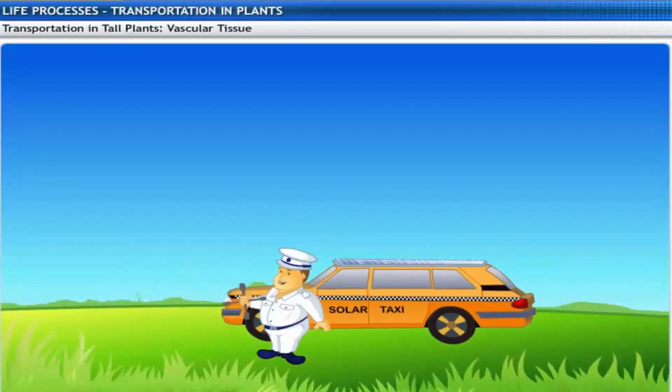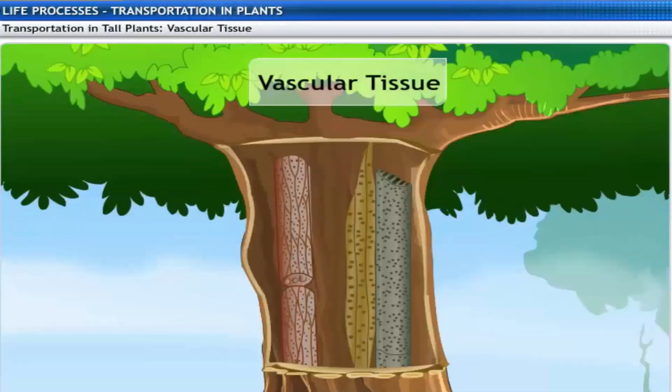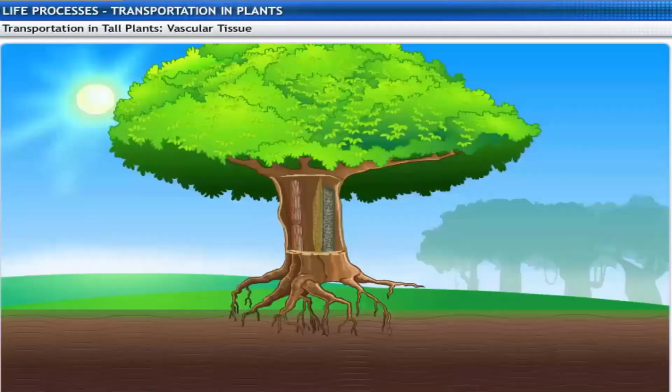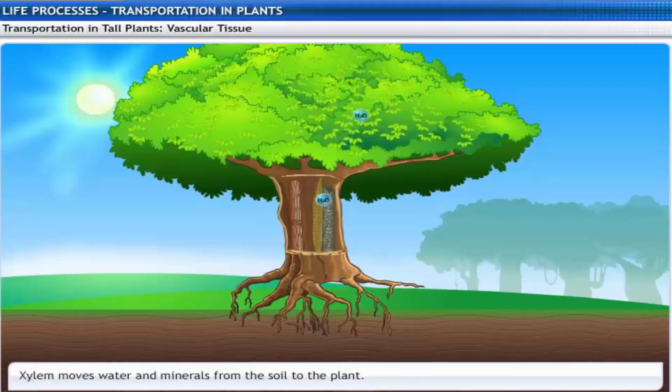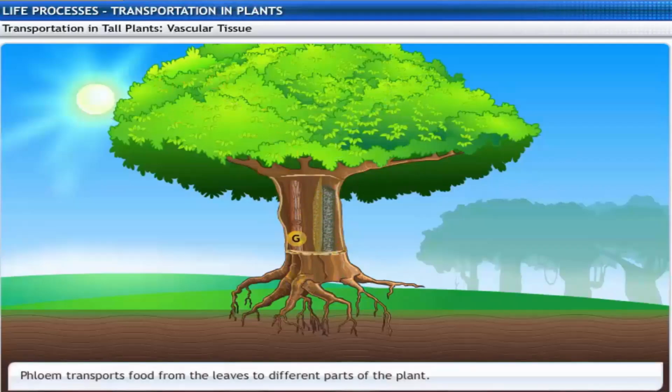There's a fix to every problem. Tall plants have transport systems called vascular tissues, which move raw materials from the roots and food from leaves. This happens through two sets of conducting tubes that work independently. The xylem moves water and minerals from the soil to the plant. The phloem transports food from the leaves to different parts of the plant.